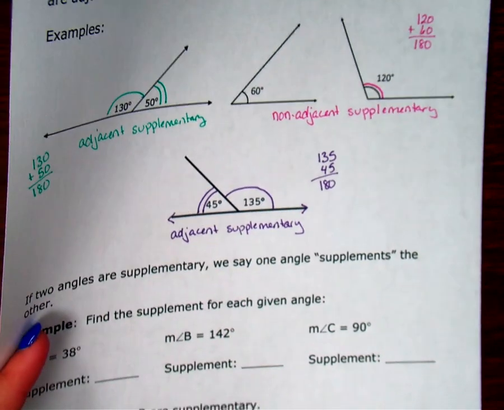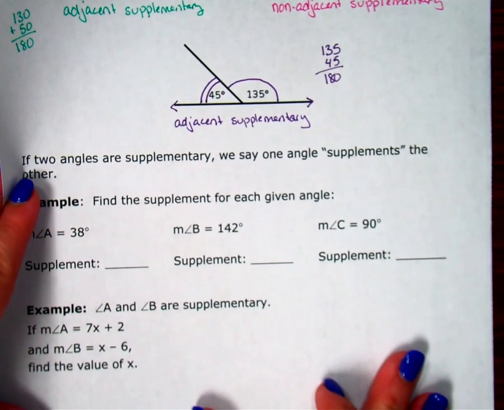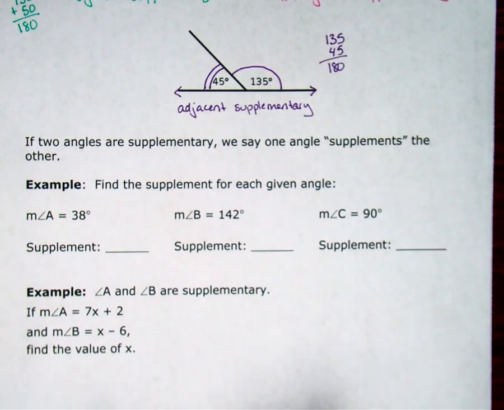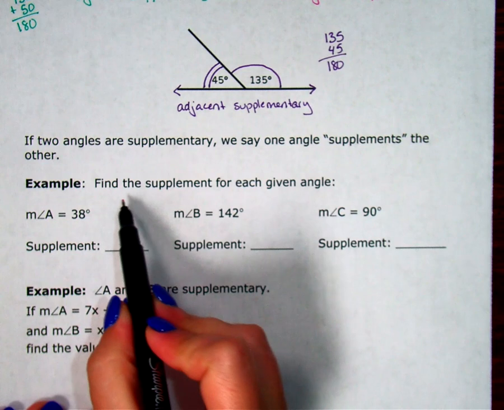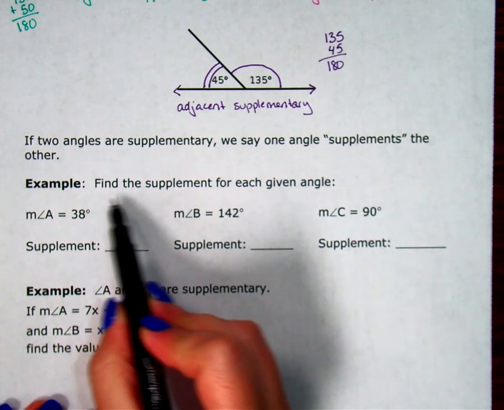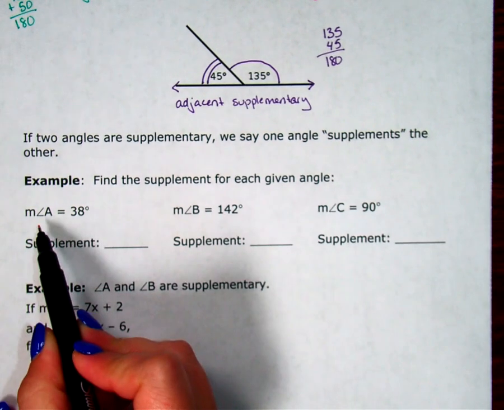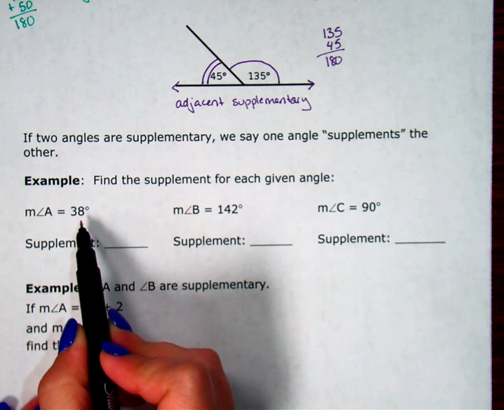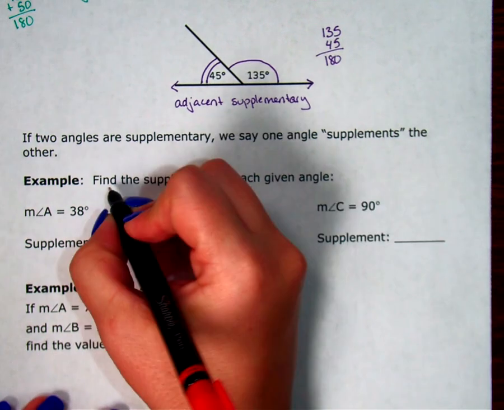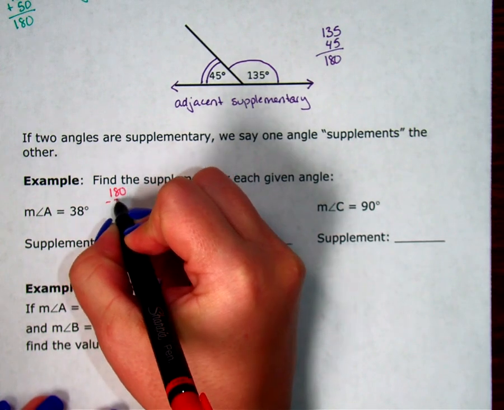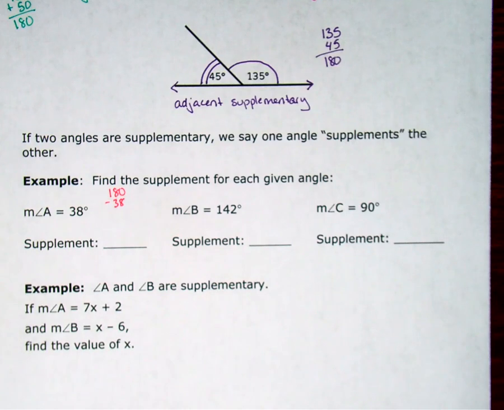And just like with complementary angles, if we have two angles, we say they complement each other. We do the same thing with supplementary angles. If two angles are supplementary, we say they supplement each other. So one supplements the other. When it says find the supplement for each given angle, the measure of angle A is 38. So remember on the first video we subtracted from 90 to find the complement. To find the supplement, we're going to subtract from 180.